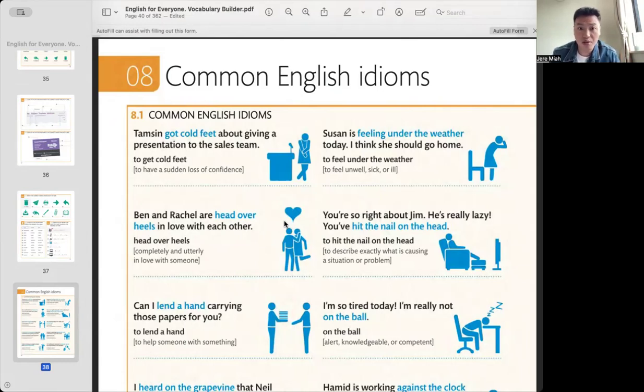And next is: you are so right about Jim. He's crazy lazy. He's really lazy. You have hit the nail on the head. Exactly. Hit the nail on the head means you've described something perfectly or exactly right. Describe exactly what's causing a situation or problem. Okay, you have hit the nail on the head. Okay, so oh my God, ChatGPT really knows me and he hit the nail on the head. I tell him my story.